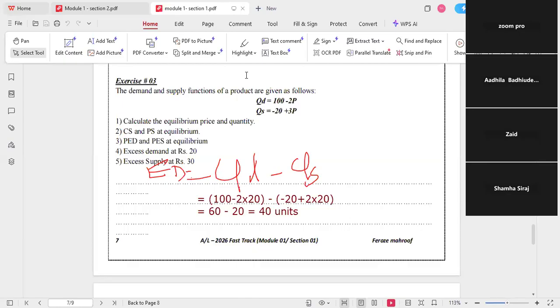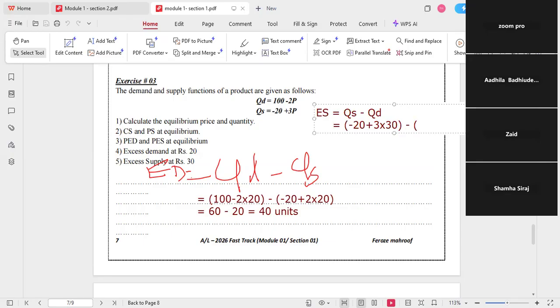Right. So now excess supply is equal to QS minus QD. In both the functions, you must put the same number. For excess supply, the price is 30.